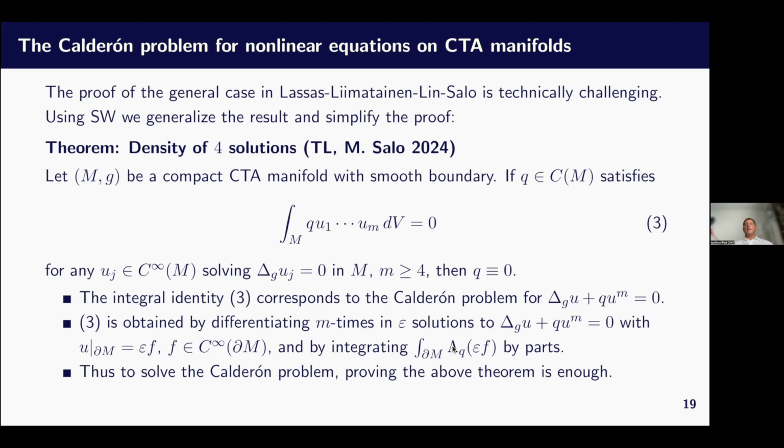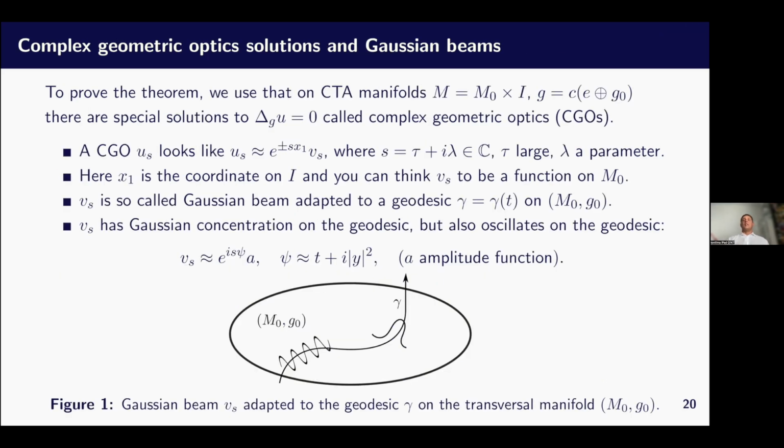So if we know the DN map, we know the condition 3, which means that to solve the Calderon problem for this equation, Laplace_g u plus q u to the power m equals 0, it is enough to prove this theorem above about the density of 4 solutions. And let's prove that now. There are 2 slides, and they're technically a little bit more complicated. But let me walk you through those.